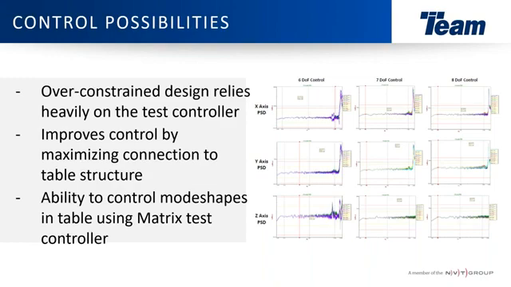So as I had mentioned before, it presents the ability to control mode shapes in the table by using the matrix test controller. This picture here on the right-hand side of the screen shows typical 6 degree of freedom control for the 3 main axes, so the x-axis, y, and z.